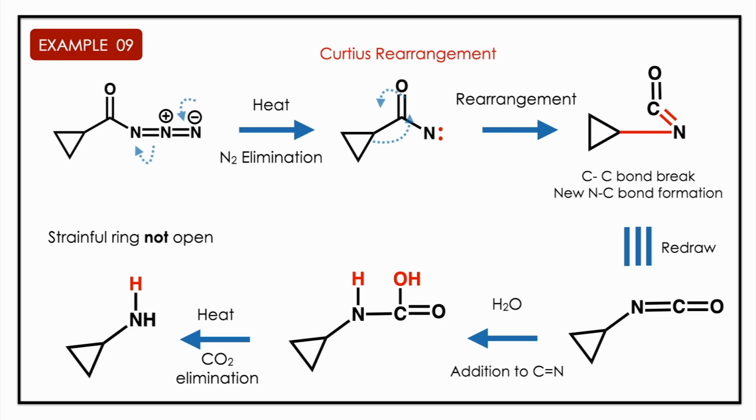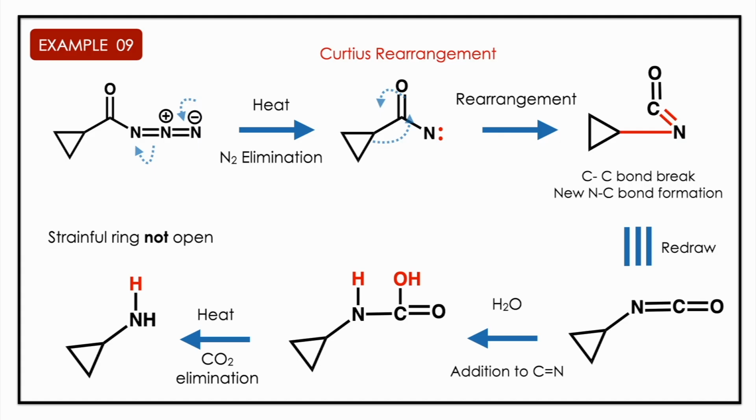Heating means N2 elimination. N2 elimination leads to the nitrene formation. Nitrene is highly unstable, so it has to be quenched. So the cyclopropyl group migrates. You have a new C–N bond. At the same time, a carbon–nitrogen double bond also forms. So it is isocyanate formation. If you redraw nicely, you can clearly see isocyanate, that is the NCO bond formation.